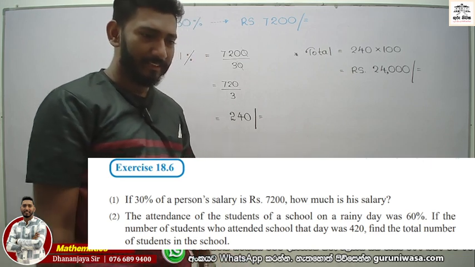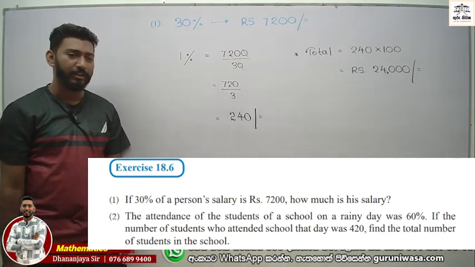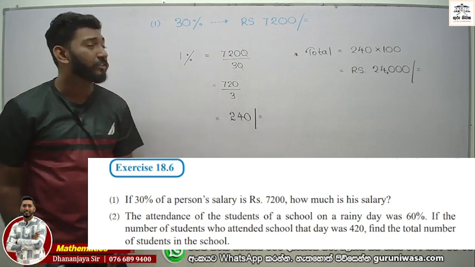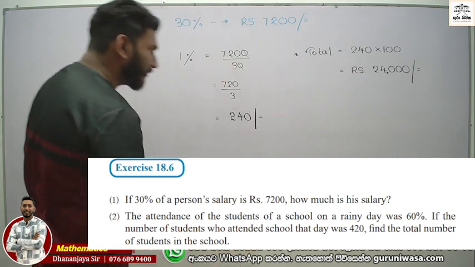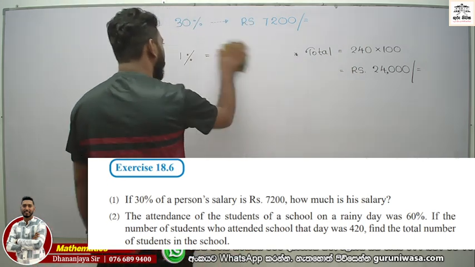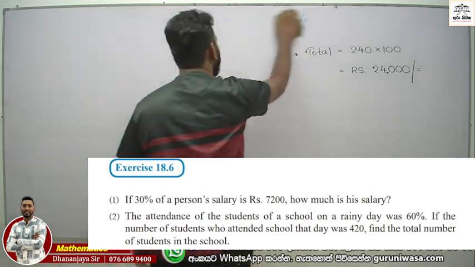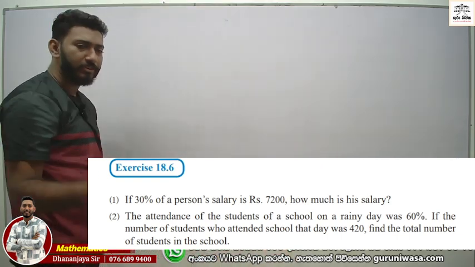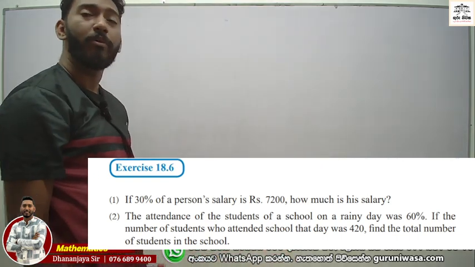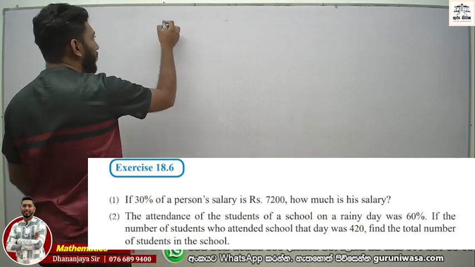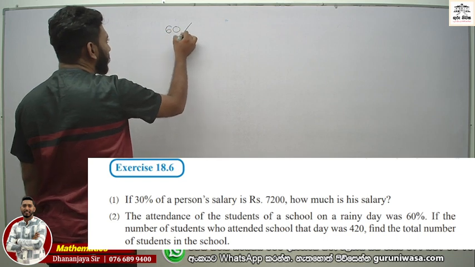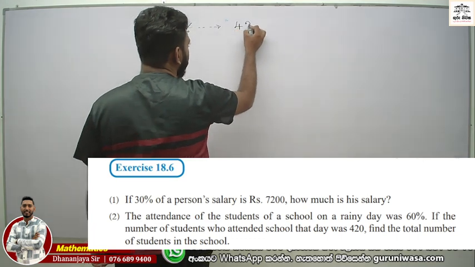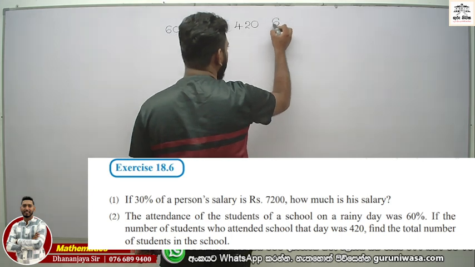Now, the attendance of the students of a school on a rainy day was 60%. But that's 60%, right? If the number of students who attended the school that day was 420, therefore 60% should be equal to 420 students.